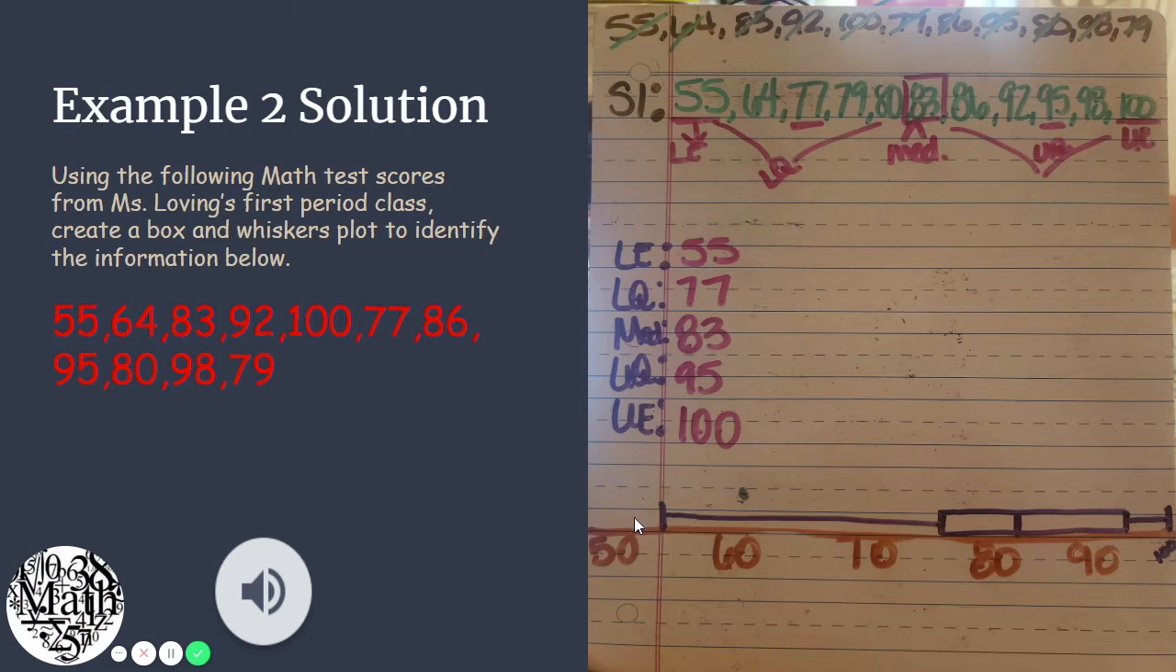We should now be able to draw our box and whiskers plots by creating horizontal connections between our lower quartile, our median, and our upper quartile. And we should also create a vertical line for our lower and upper extremes. And then using horizontal lines, we can connect in the middle our upper extreme to our upper quartile and our lower extreme to our lower quartile, creating our whiskers. Please see the diagram to ensure that what you have created is correct.